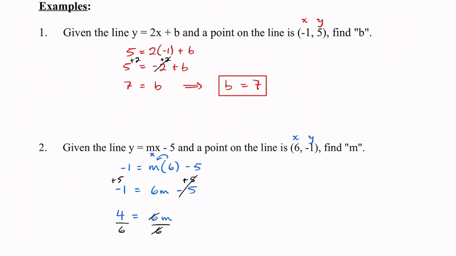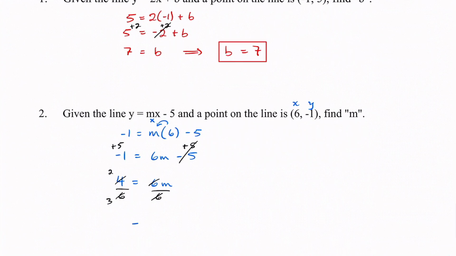These ones will cancel. I can simplify on the other side. I can divide both of these by a 2. So 4 divided by 2 is 2. And 6 divided by 2 is 3. So on the right, the only thing that's there is an m, and on the left we have 2 over 3. And then again, I'm just going to change the order of this. M is equal to 2 over 3. And again, m just represents our slope. So the rise is 2, and then the run is 3. So that was our final example.